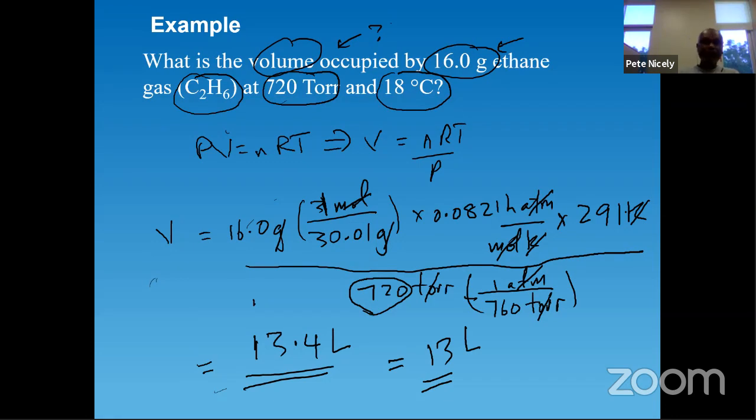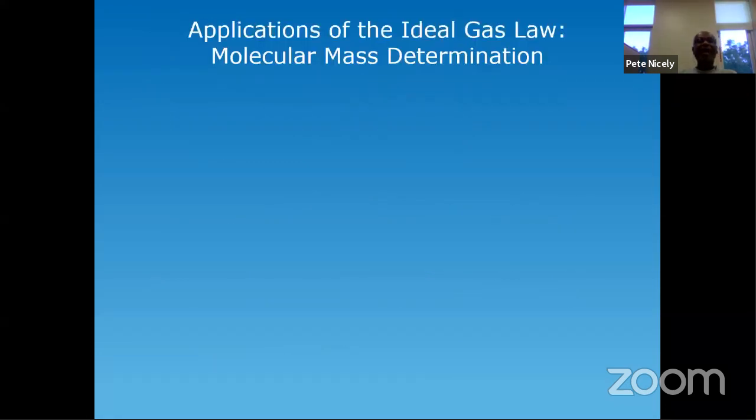No, not for me. Okay. I think this is going to be the last thing I'm going to discuss, and then I'm going to call it a day. So we have been introduced or reintroduced to the ideal gas equation, and we can actually use that equation to determine other things about a particular gas. For example, we can determine the molecular mass of a gas.